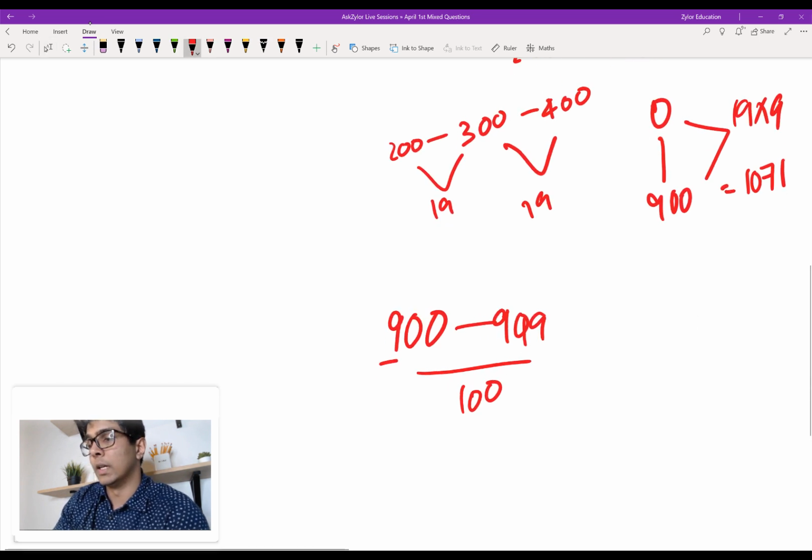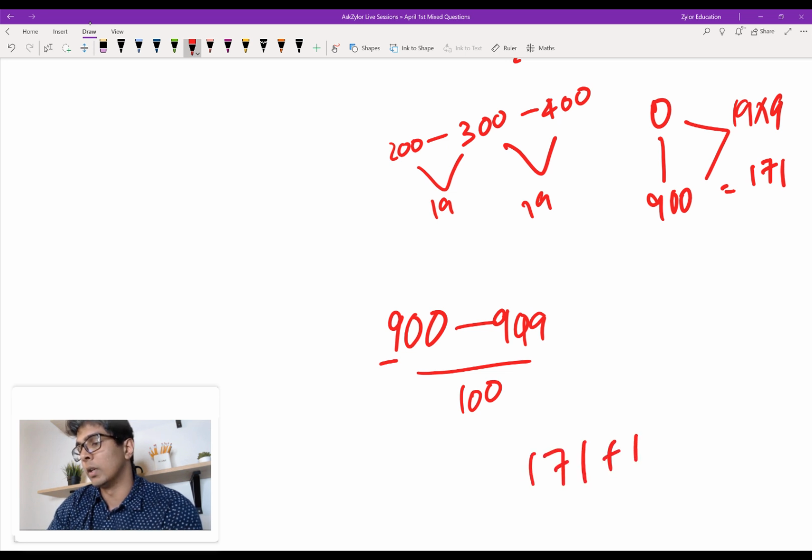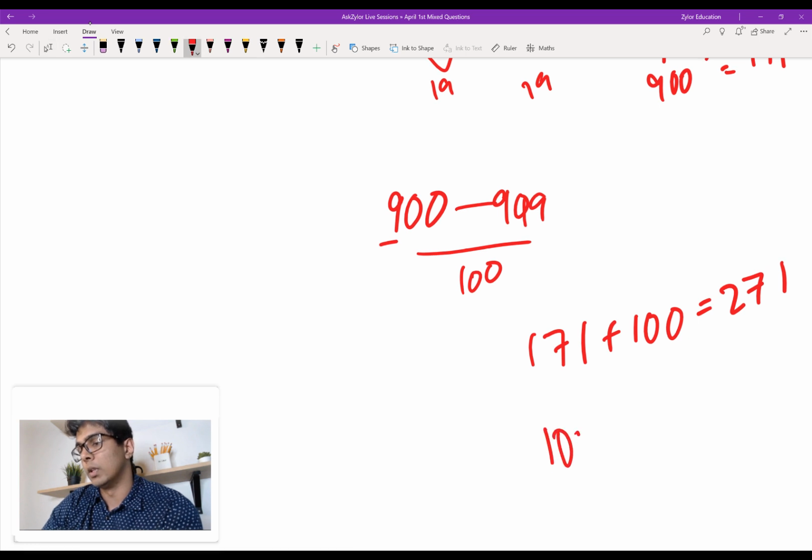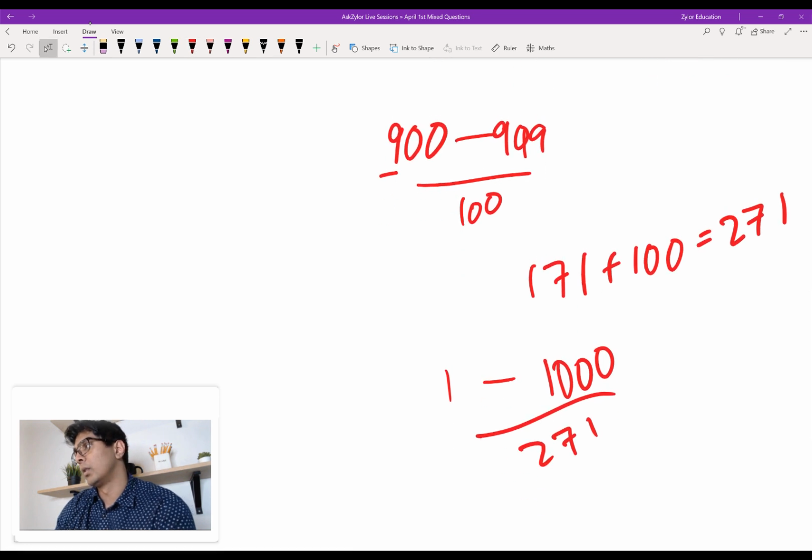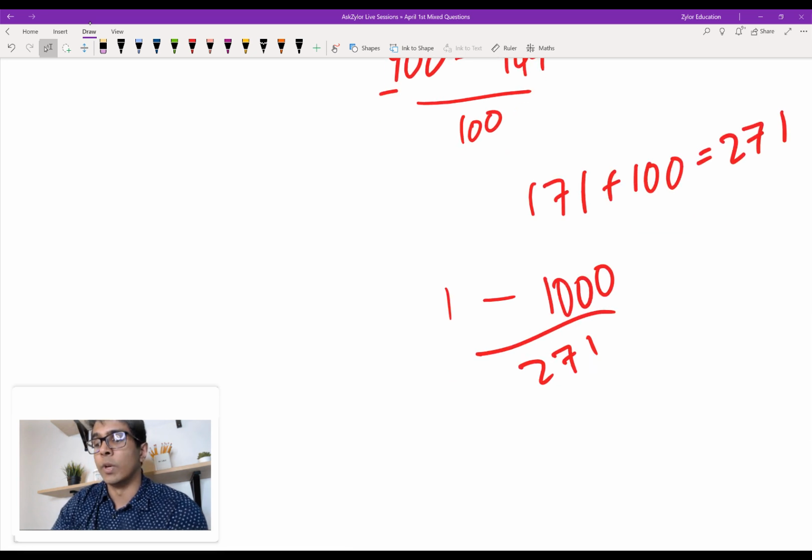So if I were to add 171 with 100, that gives me 271. So out of 1000 numbers between 1 and 1000, I have 271 numbers that contain 9. So the question's asking me how many numbers do not contain 9, so I just do 1000 minus 271 to give me 729.